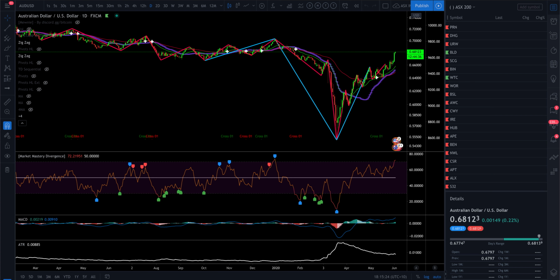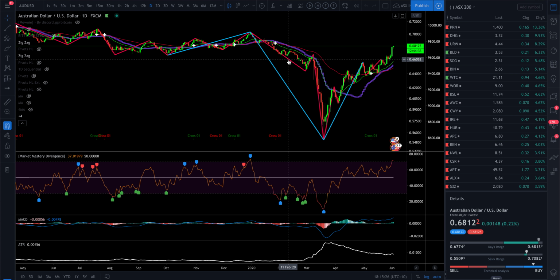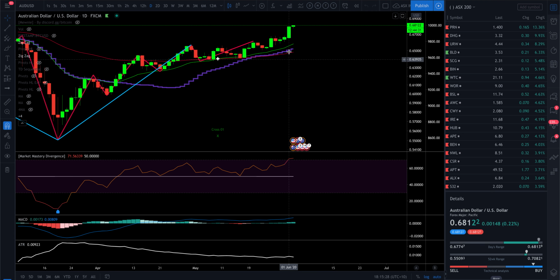Jumping into the Aussie dollar. Aussie dollar's been pretty strong the last couple of days. We've had a real sense of positivity around a lot of currency, and as you can see, if you're a currency trader, this is on the daily, so it is quite a higher time frame, but you can see this moving average. As the volume has started to pick up, we're moving into the middle of these two moving averages.